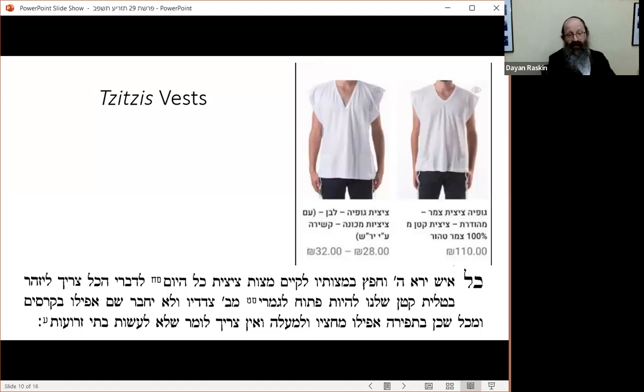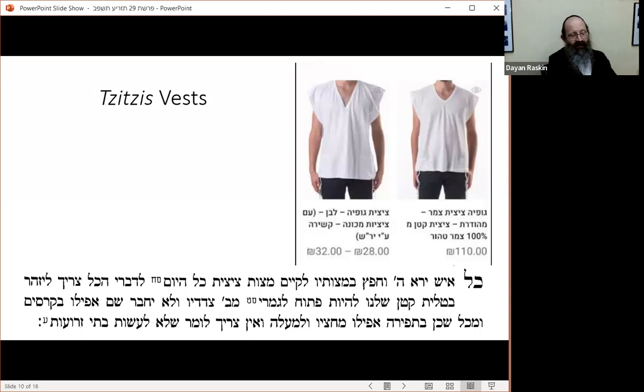And it goes further, not even to use buttons or hooks to hold the two sides of the talis katan together, and certainly it should not be sewn. Even from the upper half, it's chayav b'tzitzis, but you're saying that really the talis katan should be a totally open rectangle of cloth. There shouldn't be sleeves added to the talis katan. So certainly on a lechatchila level, these t-shirt tzitzis are something which we wouldn't go for.